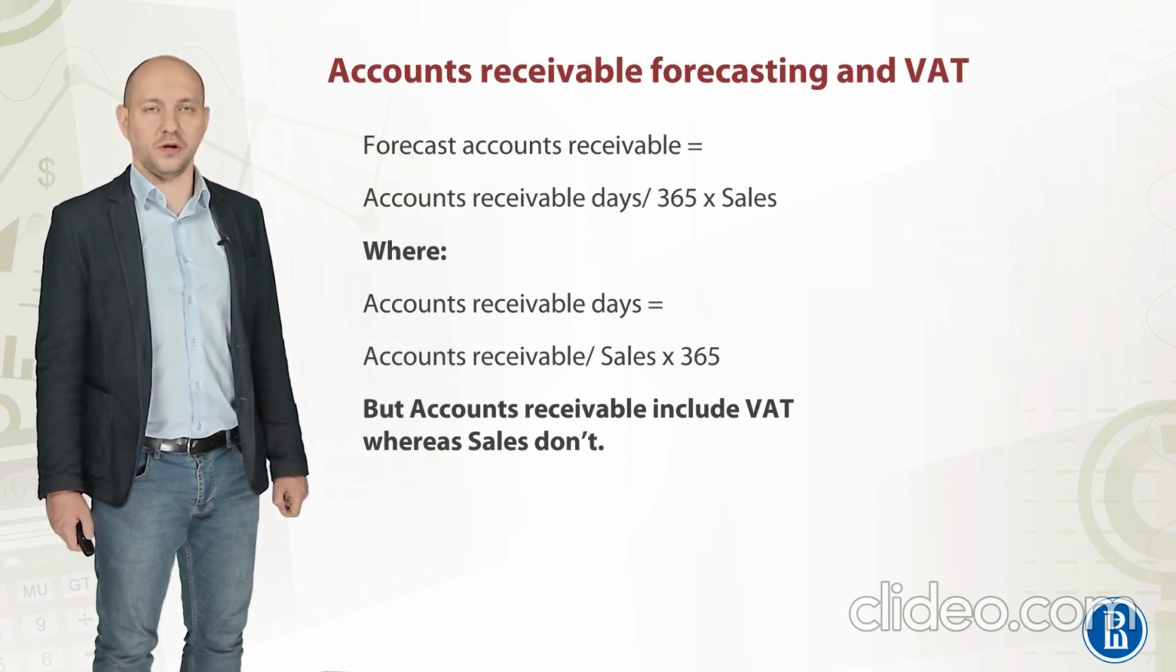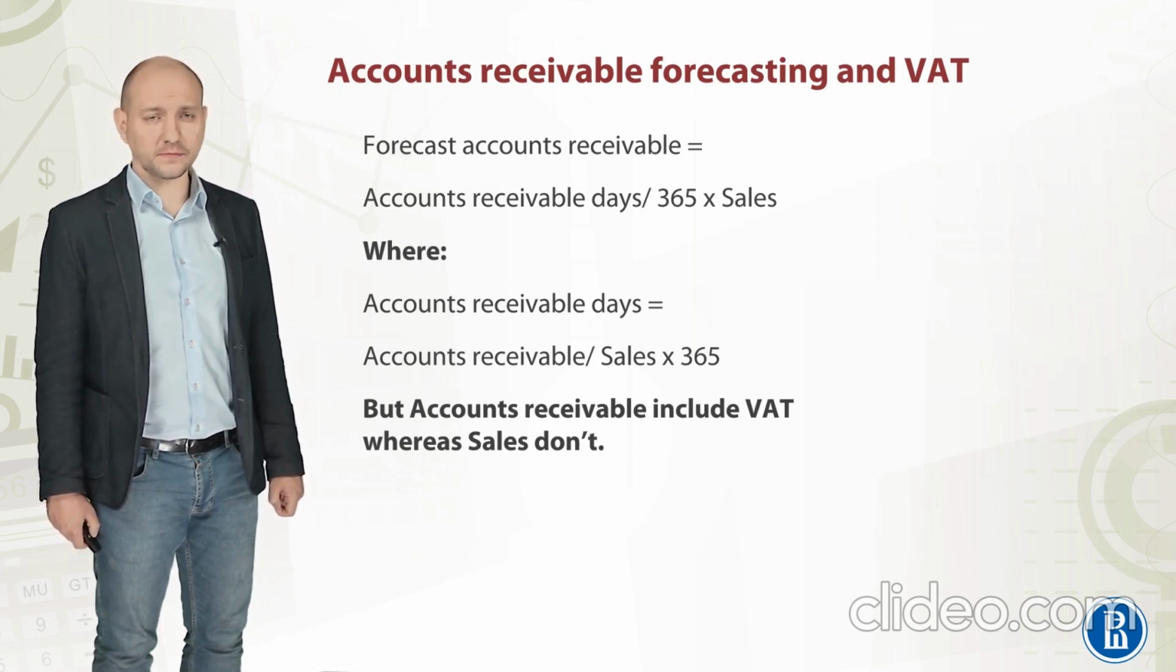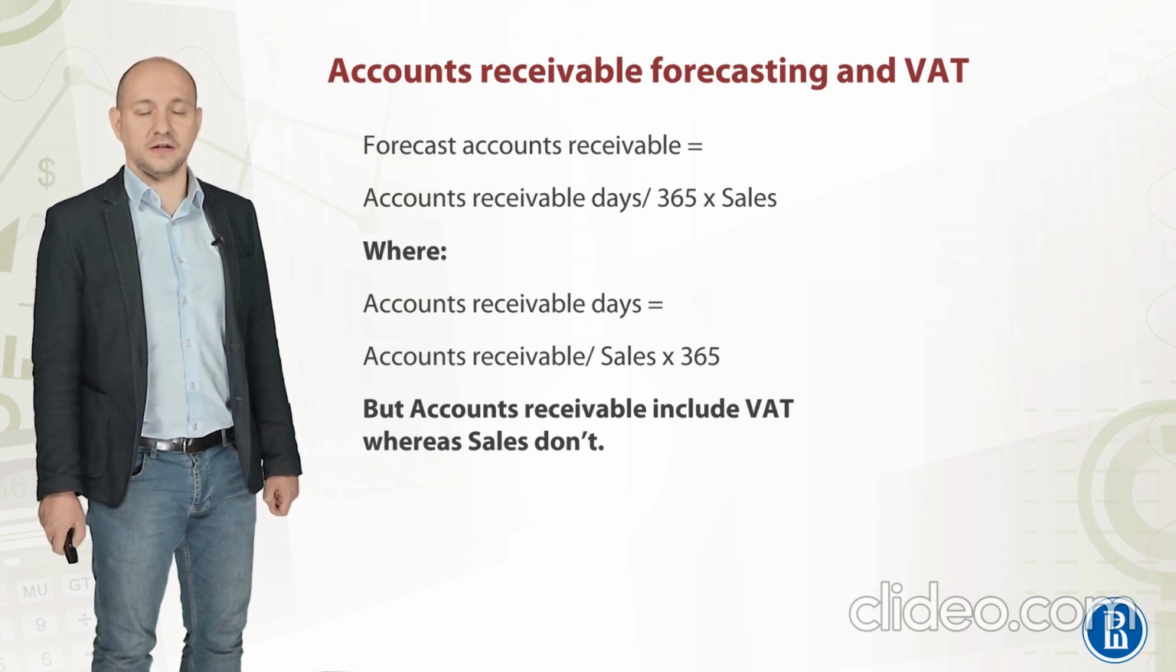Let's consider accounts receivable forecasting and how it's related to value-added tax. We remember this formula from our previous lecture. To forecast accounts receivable, you need to divide accounts receivable days by 365 and multiply by sales. And to calculate accounts receivable days, you need to divide accounts receivable by sales and then multiply by 365. But at the same time, we can see that accounts receivable include value-added tax, whereas sales don't.